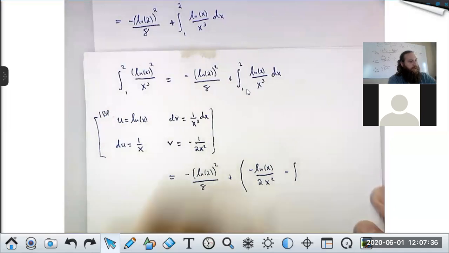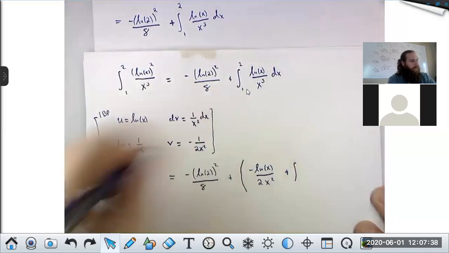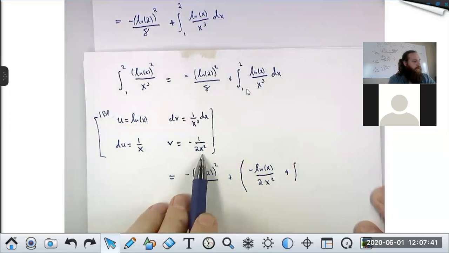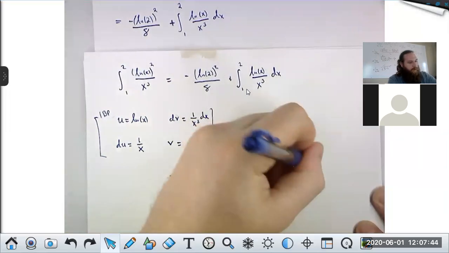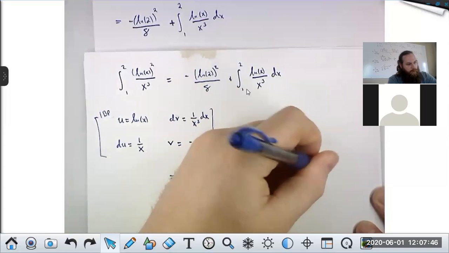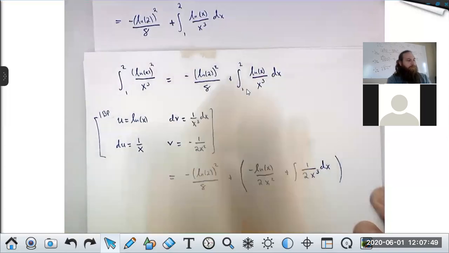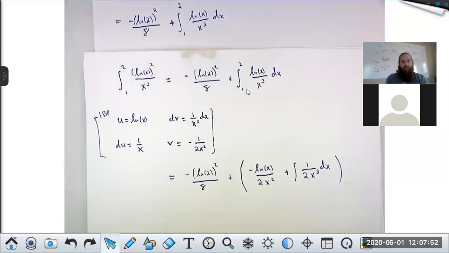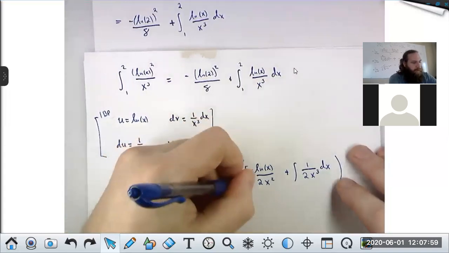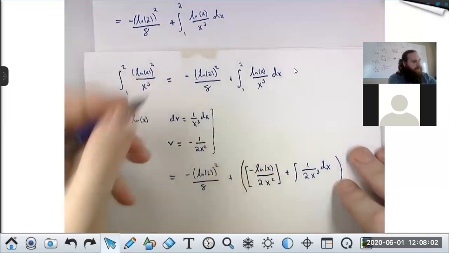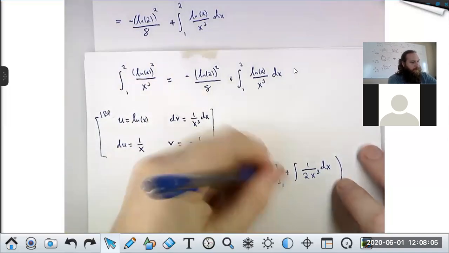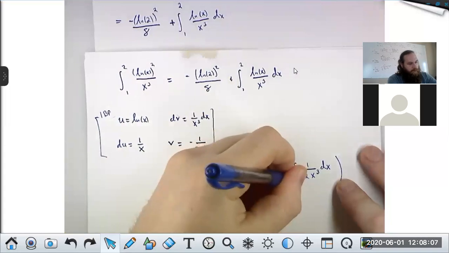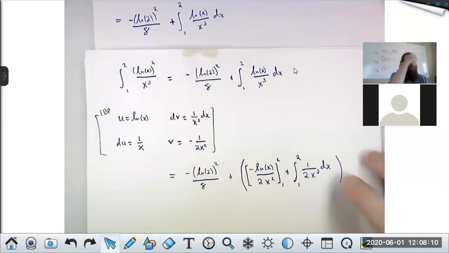My v has a negative in it, which will make this a plus. And then I've got 1 over 2x squared times 1 over x. That's 1 over 2x cubed dx. Thank you. Yeah, we do need the bounds here. I almost made that mistake. So we need to evaluate each of these pieces from 1 to 2. Very good. All right, so we're almost there.